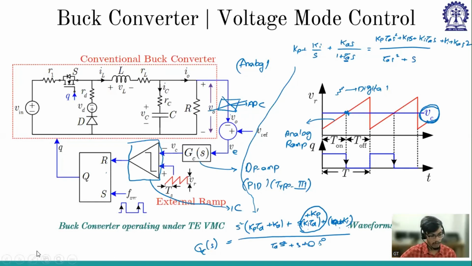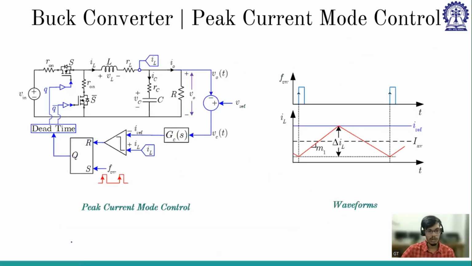Now that we have completed this voltage mode control, let us move on to the peak current mode control. In current mode control, everything remains the same except this block. Instead of comparing it with the ramp, we are comparing it with the inductor current. Now here it becomes a PI controller instead of a PID controller because it is a current mode control. It will be a reduced order system. So the PI controller should be error.